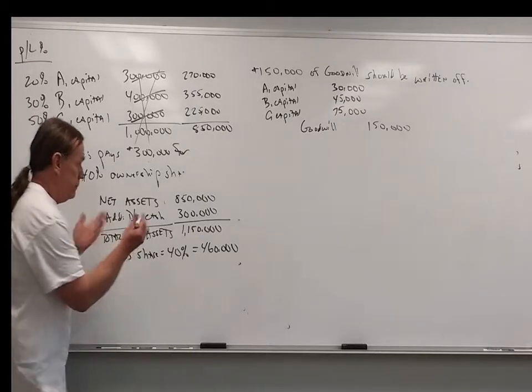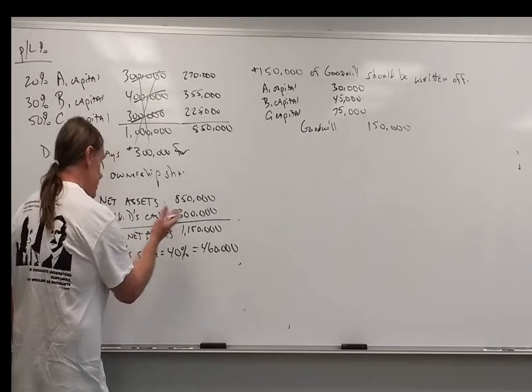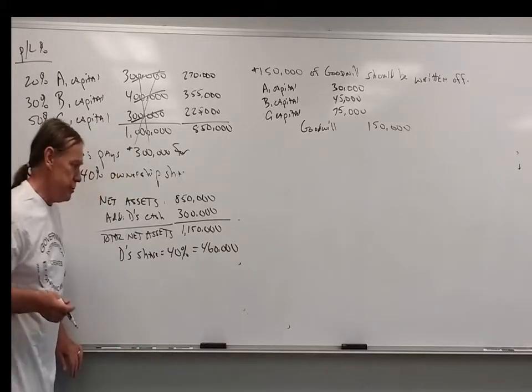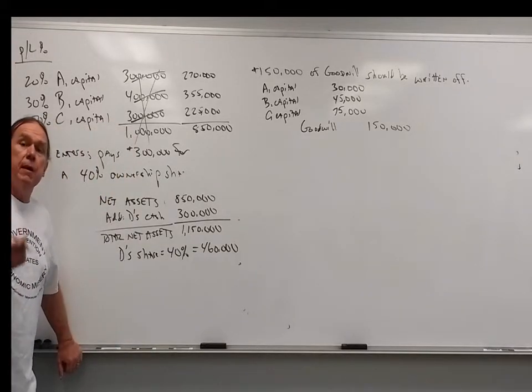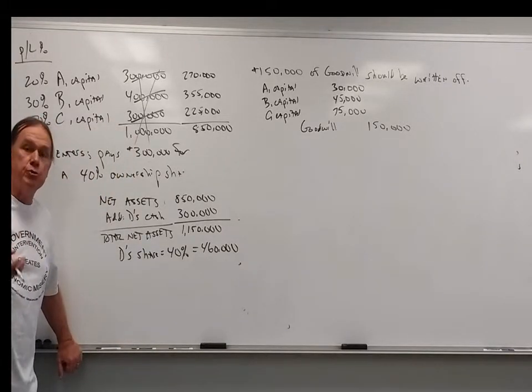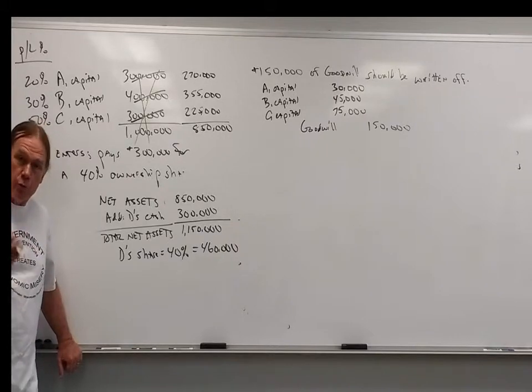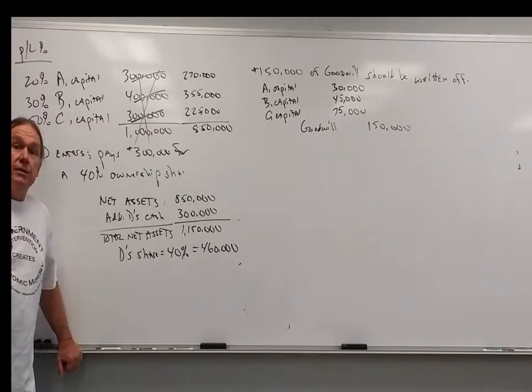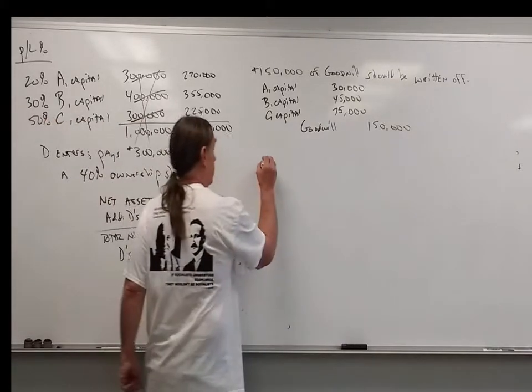D apparently, again, D is paying $300,000. His share of the capital is going to be $460,000. D is apparently bringing some other attribute with him or her that makes him or her a really desirable partner. This intangible attribute is, again, going to be goodwill.